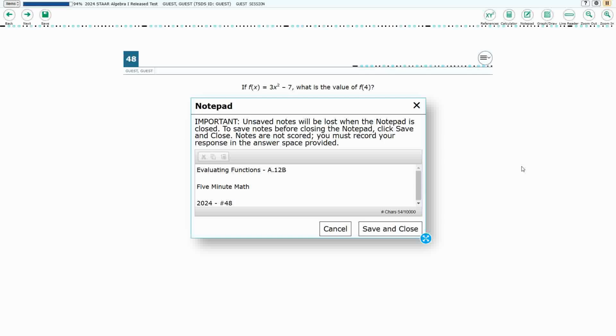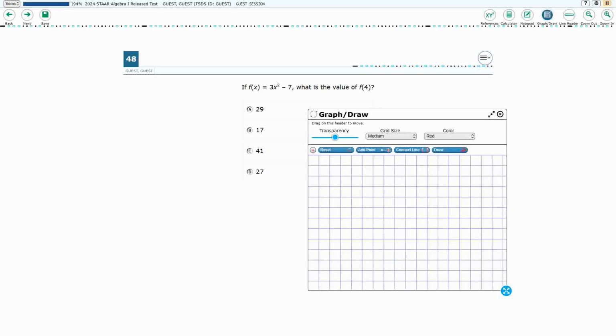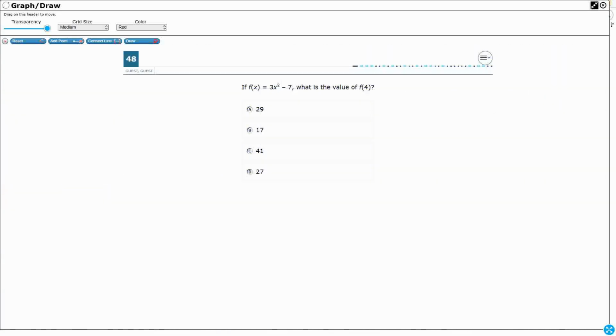Today we are looking at the Algebra 1 concept of evaluating functions. This is standard A.12B in the great state of Texas, and we are using item number 48 of the 2024 released STAAR test. If you haven't done so already, please go ahead and take a moment to pause the video, work this problem out on your own, unpause it, and we will look at our answers together.